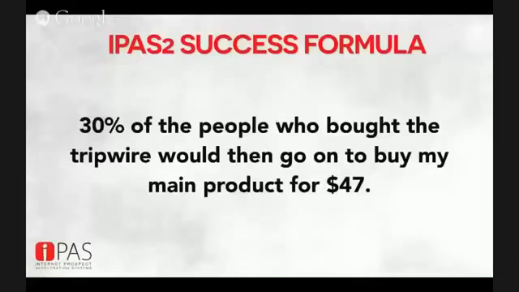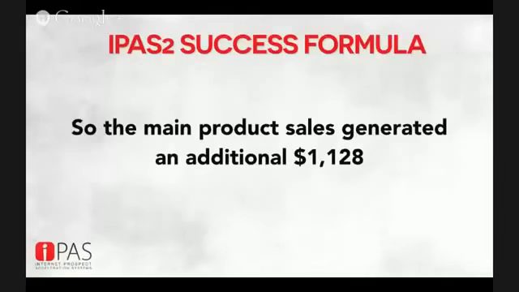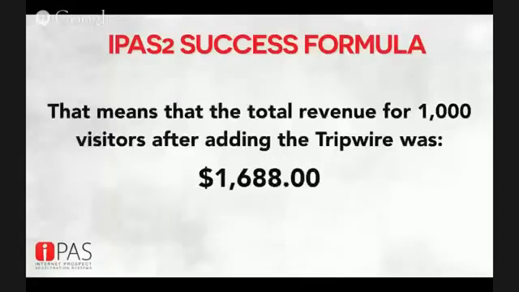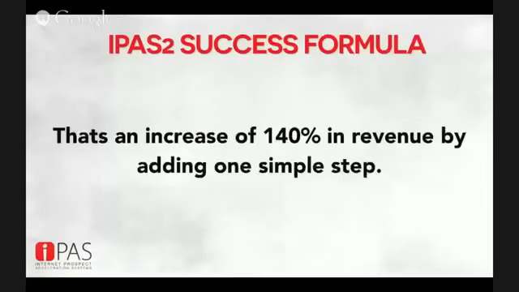But 30% of the people who bought the tripwire would then go on to buy my main core product for $47. So the main product sales generated an additional $1,128. Add this all up, and here's what we got. $560 in the tripwire sales, plus another $1,128 in sales for the main offer. That means that the total revenue for 1,000 visitors after adding the tripwire was $1,688. You guys, that's an increase of 140% in revenue by adding one simple step.